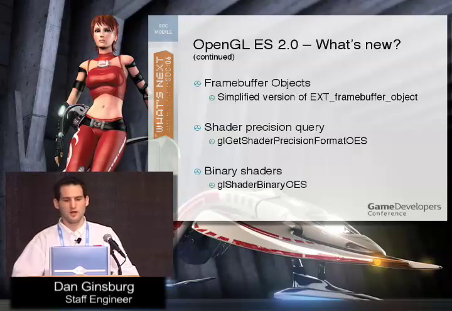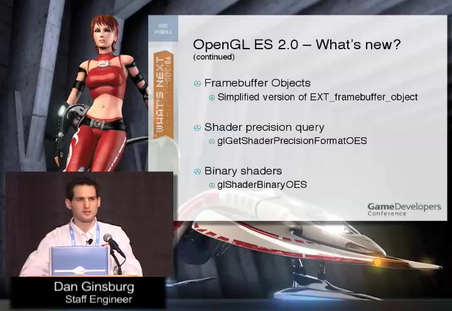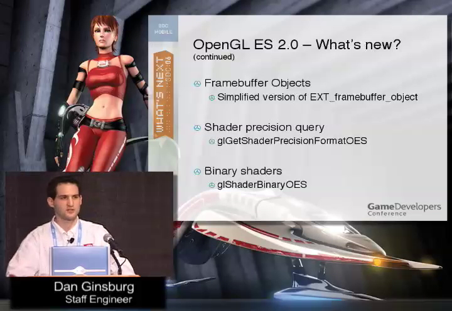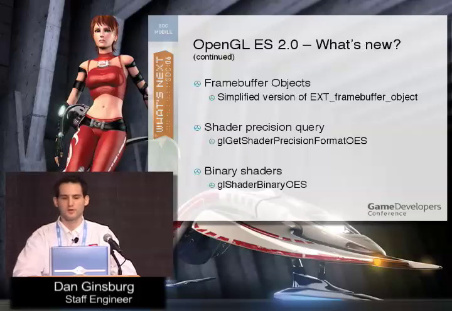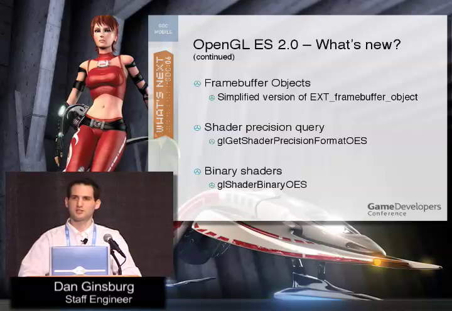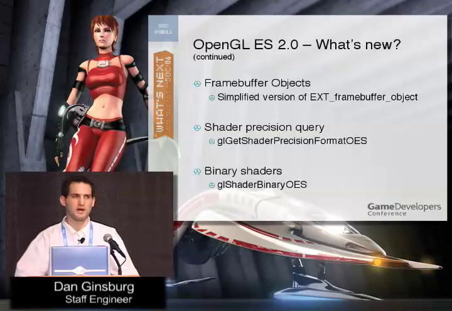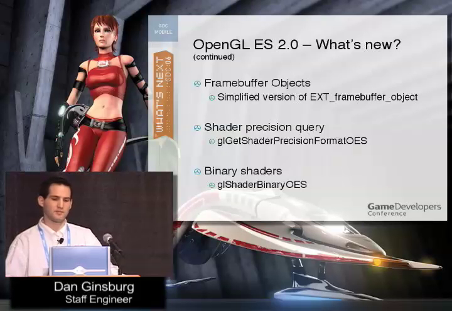Continuing with what's new, frame buffer objects were added to the core API. Again, this is a feature that exists in desktop OpenGL, but currently only as an extension named EXT frame buffer object. And the extension, if you're familiar with that, the implementation for ES is very similar. They've added a couple of restrictions. For example, you can't render to individual MIP slices, and there are no multiple render targets or accumulation buffers, but by and large, it's the same basic API.